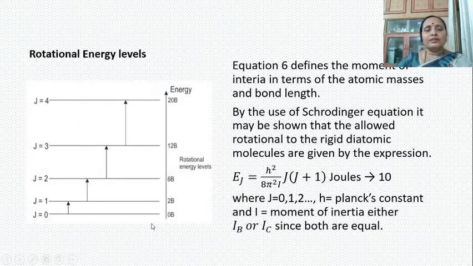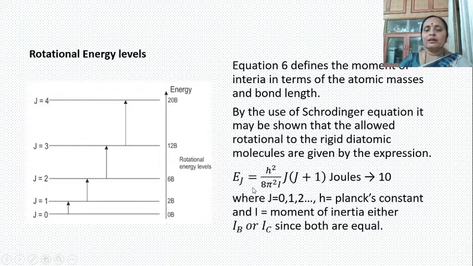Now to see the rotational energy levels, I know from equation 6 the moment of inertia in terms of atomic masses and bond length. By the use of Schrodinger's equation, I can show that the allowed rotational energies for a rigid diatomic molecule are given by the expression Ej = h²/(8π²I) j(j+1) joules.